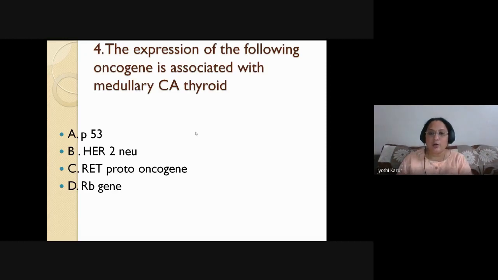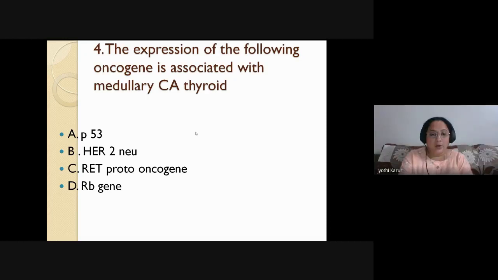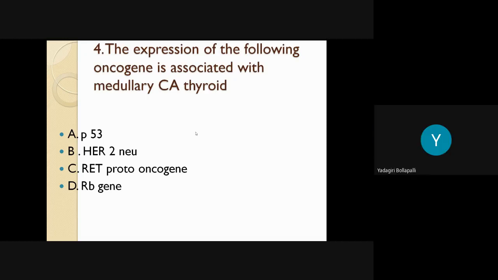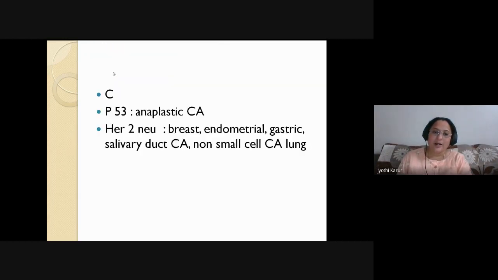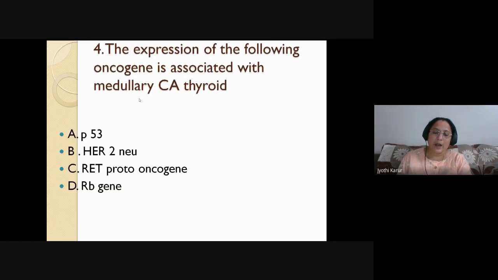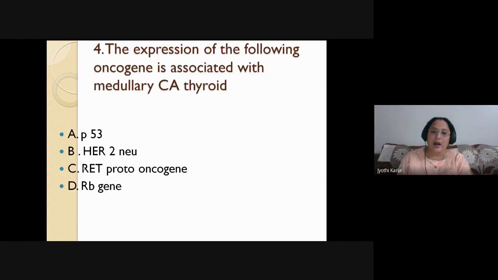The expression of which of the following oncogenes is associated with medullary carcinoma? Very easy. Option P53, C. Medullary carcinoma. The answer is RET proto-oncogene, whereas P53 is for anaplastic carcinoma of thyroid. HER2/neu is for breast cancer, endometrial, gastric, salivary duct, and non-small cell carcinoma of lung. So the option would be RET proto-oncogene.